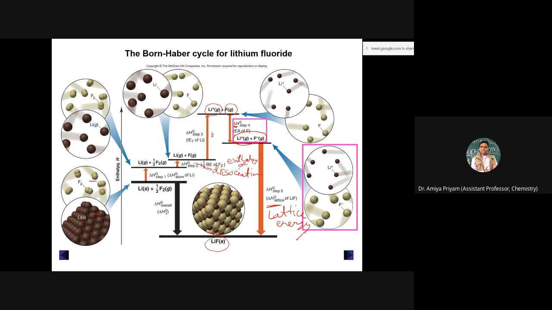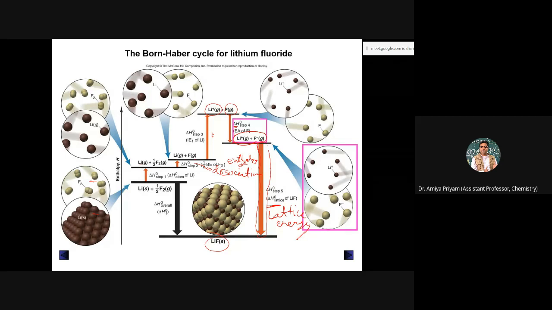So the biggest arrow, when will the biggest arrow come? When you are showing lattice energy. The lattice energy term is the biggest, most negative, high in magnitude, and it is a release of energy, so it's shown by a negative sign, and in this sense it is a downward arrow. Okay, so decrease in energy is a downward arrow, increase in energy of the system is an upward arrow.